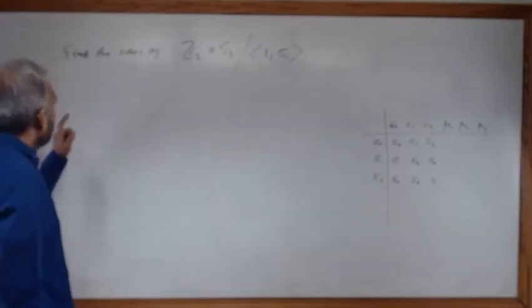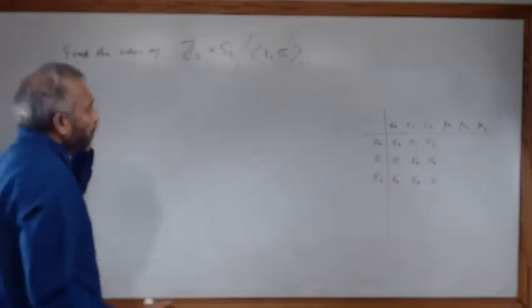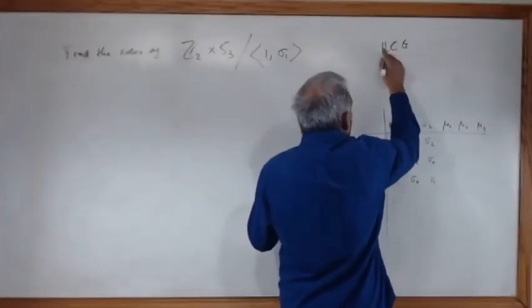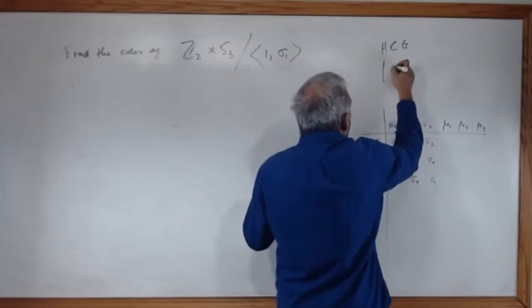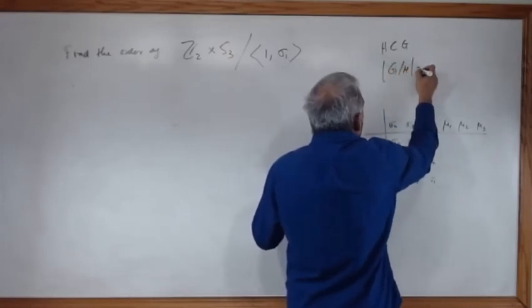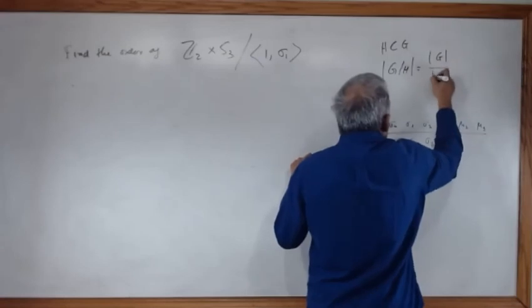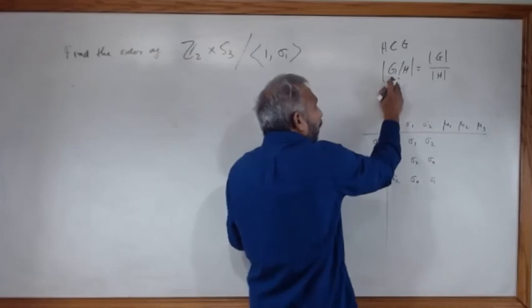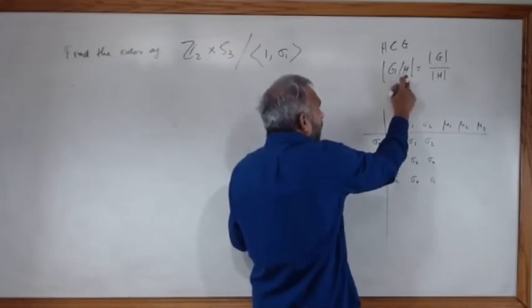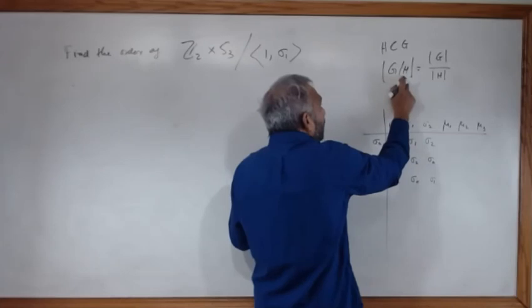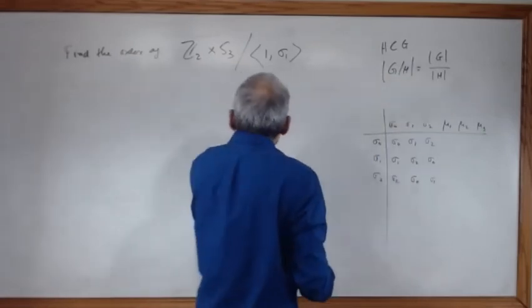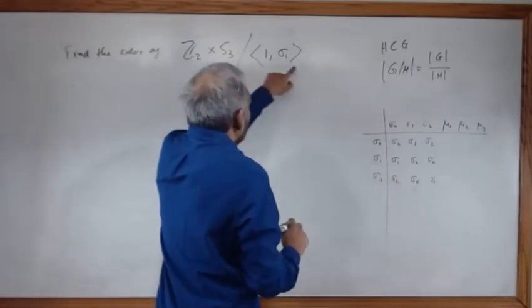So before we get into solving this problem, if H is a normal subgroup of G, then the order of G over H is equal to the order of G divided by the order of H. This is because this is the number of cosets of H. The number of cosets is actually the order of G by order of H, and that is what this one is. So we need to find out the order of this and the order of this.